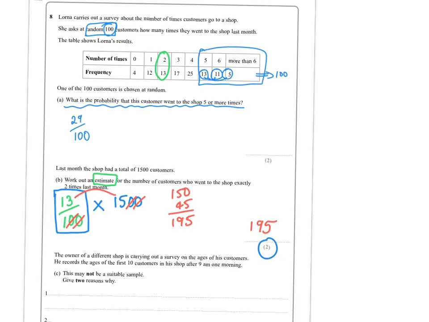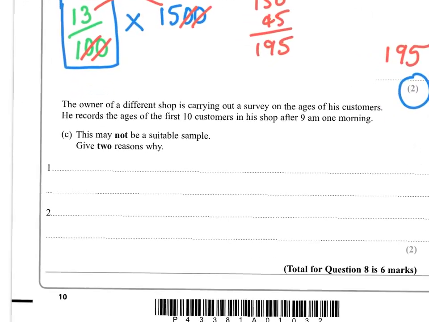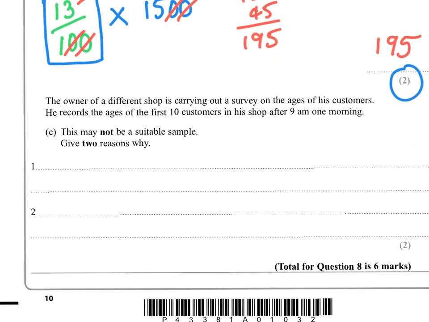Well, now there's a situation where the owner of a different shop is carrying out a survey on the ages of his customers. He records the ages of the first 10, which already strikes me as a bit strange, in his shop after 9 AM, and that's also a little bit strange to me. Why is this not suitable? Well, if you want to know about the ages of your customers, then firstly, 10 is not enough.